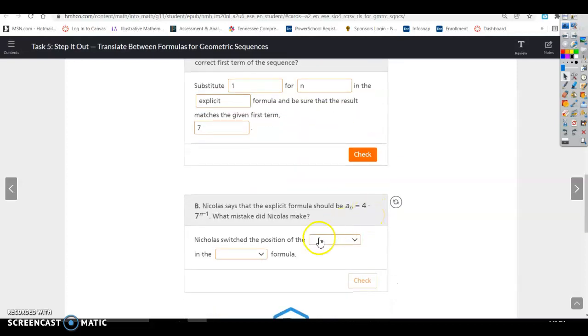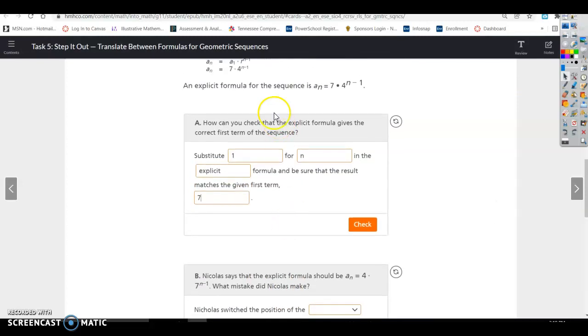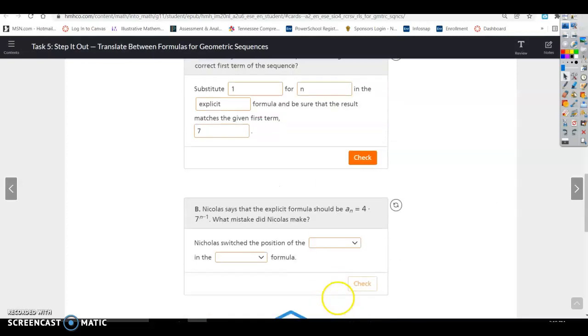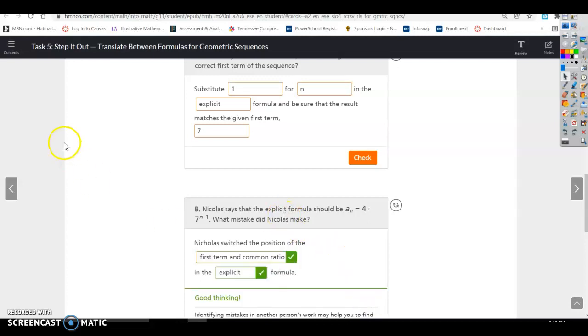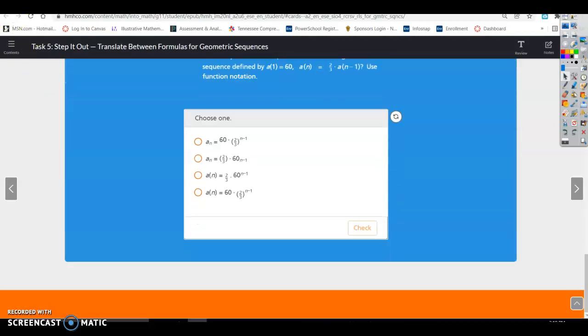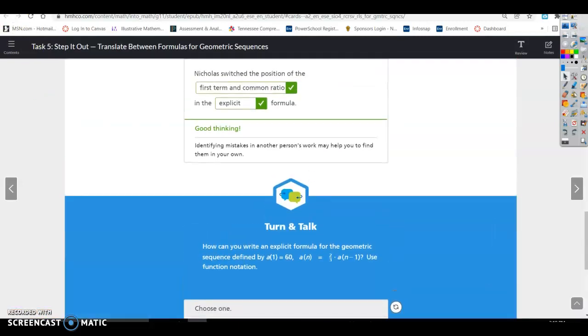All right. Nicholas says that the explicit formula should be a sub n equals 4 times 7 to the n minus 1. What mistake did Nicholas make? All right, so I think he reversed the first term and the common ratio. So see, it's 7 times 4. He has 4 times 7. So he reversed the first term and the common ratio in the explicit formula, which is what we've been looking at. All right, that's all for task 5. If you have any questions, let me know.